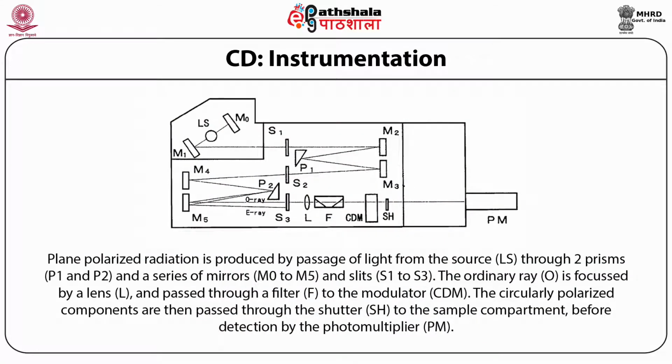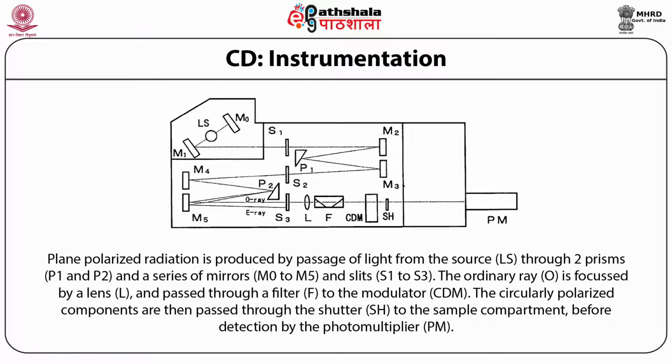We discuss the CD instrumentation, which is the most important component of this module. You can see here that it has a large number of lenses and mirrors, all spaced in such a way that finally it produces the circular dichroic signal. So you can see here that the plane polarized light is produced by passage of light from the light source through two prisms, prism 1 and prism 2, a series of mirrors from M0 to M5, and slits S1 to S3.